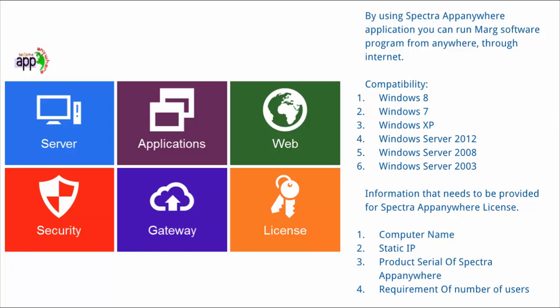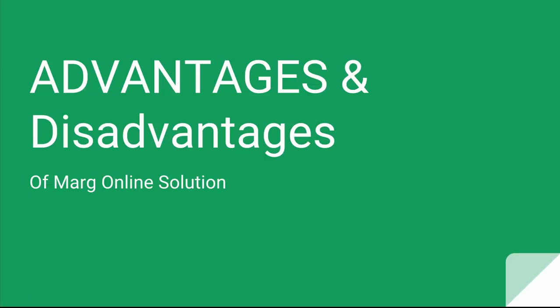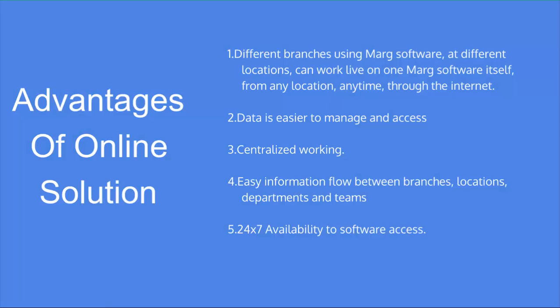Spectra App Anywhere is compatible with Windows 8, Windows 7, Windows XP, Windows Server 2012, Windows Server 2008, and Windows Server 2003. You need to provide some information for purchasing the Spectra App Anywhere license: the computer name, static IP, product serial of Spectra App Anywhere, and the required number of users. Now let's take a look at some of the advantages and disadvantages of the Marg online solution.